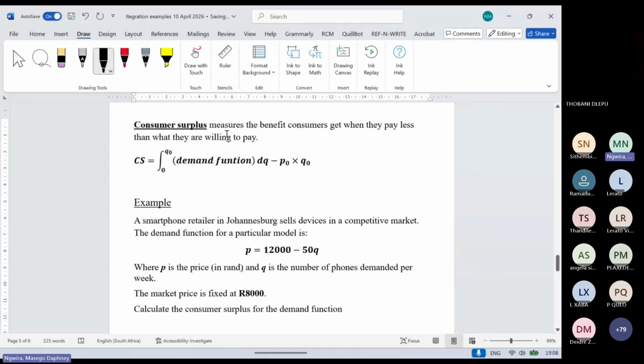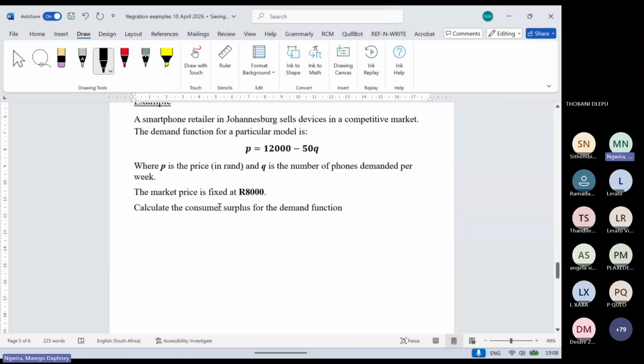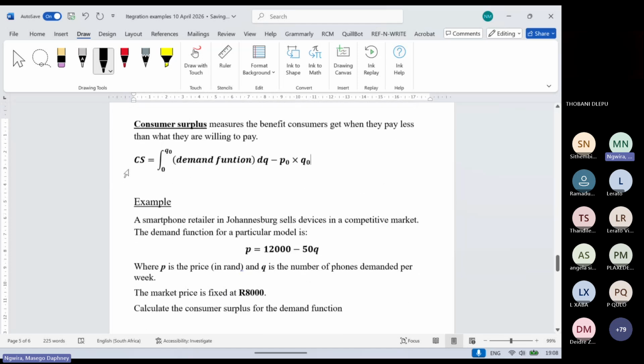Okay, so consumer surplus measures the benefit the consumers get when they pay less than what they are willing to pay. We already did the notes part of this when we did consumer surplus and producer surplus, ne? I'm just doing this example again so that you can do your assignment. The formula for consumer surplus in this topic is the integral from 0 to Q0 of the demand function. So we integrate the demand function with respect to Q, and then we minus P0 times Q0. You see this in your notes. If you want more explanation, it's there in your notes.